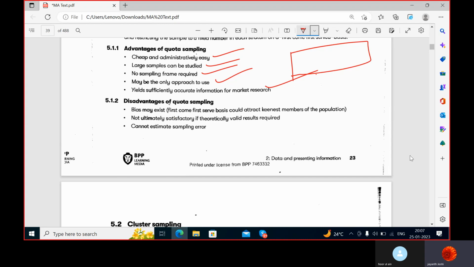Disadvantages: bias may exist because you are differentiating. You are just looking at some particular specific sample. What do you want to collect? You're not looking into everyone. Not ultimately satisfactory because it is biased. Why? Because you are looking into one area. Am I right? Not everything. That means if it is related to women's reservation, women. Women's quota, women. Of course. That means now for jobs, the 30% reservation should go to women. That's quota.